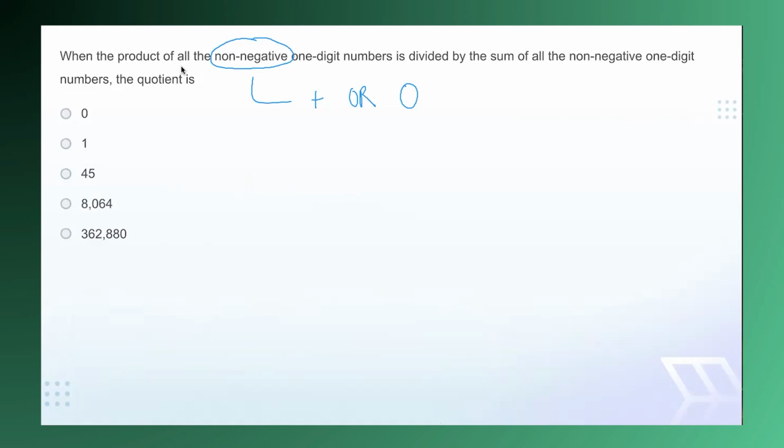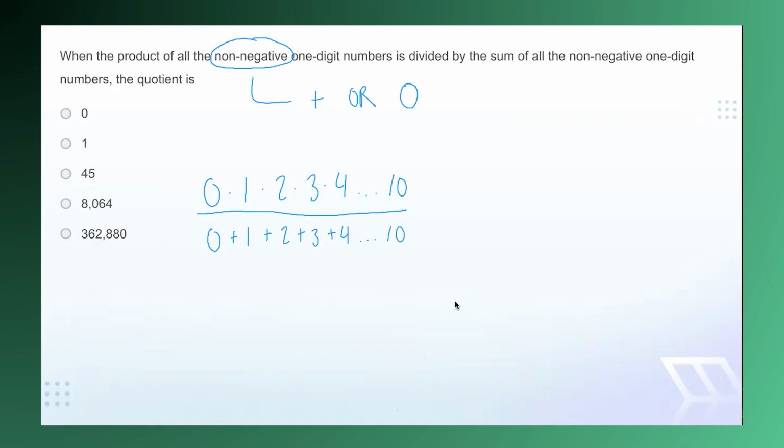Okay, so our expression is the product of all the non-negative one-digit numbers. So that's going to be 0 times 1 times 2 times 3 times 4, all the way up to 10, divided by the sum of all the non-negative one-digit numbers. So that's going to be 0 plus 1 plus 2 plus 3 plus 4, all the way up to 10.